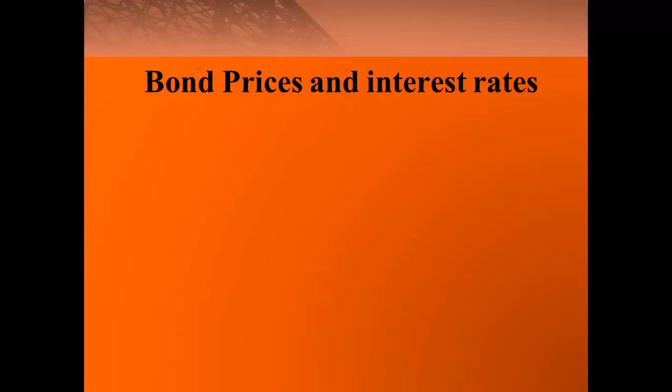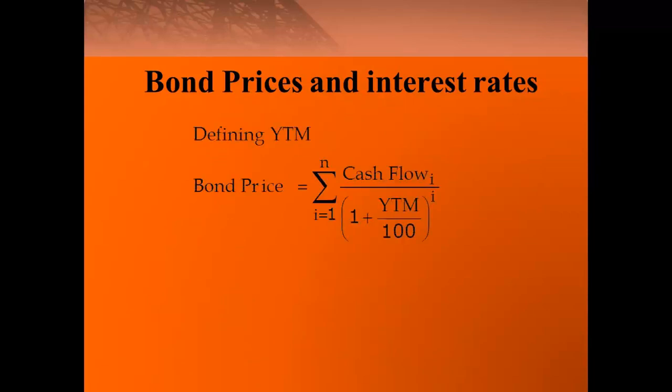Now, how are the bond prices linked with interest rates? Well, let's define YTM, the yield to maturity of a bond. The yield to maturity of the bond is that rate at which, if I discount all the cash flows that are originating from the bond, I will get the present value, which is the bond price.